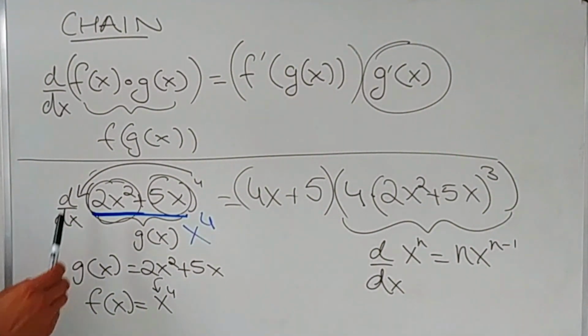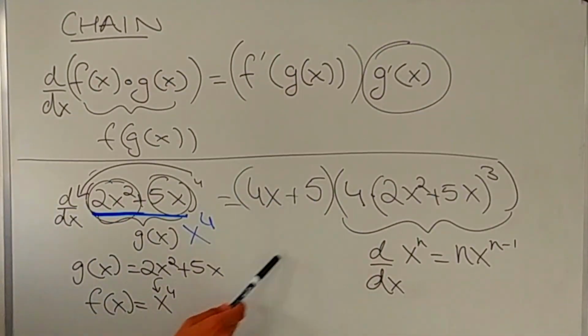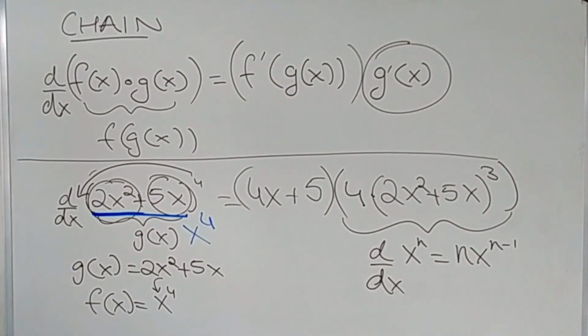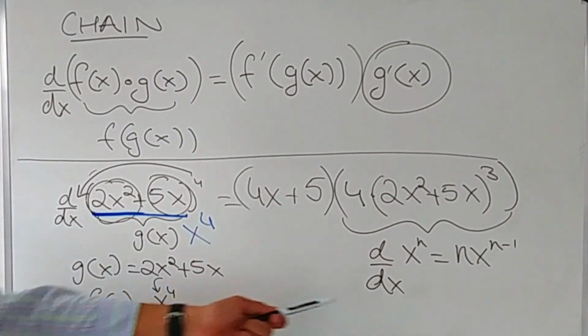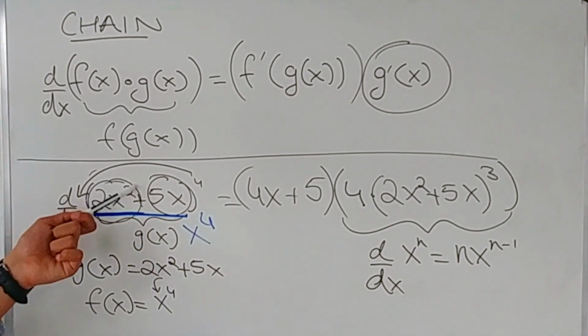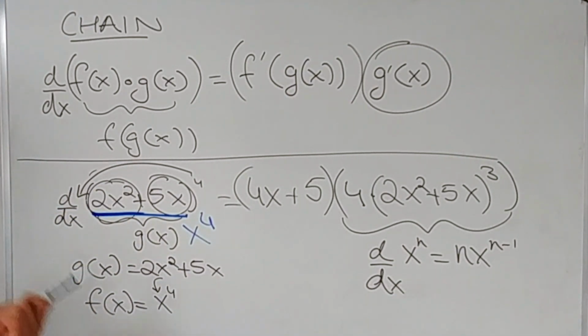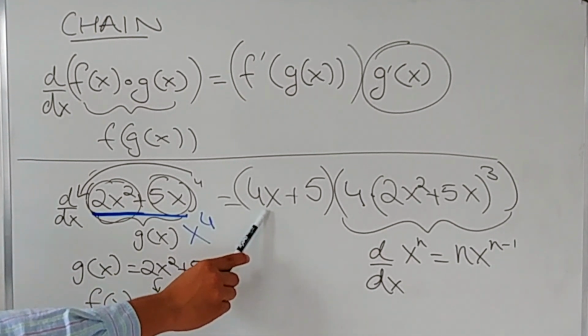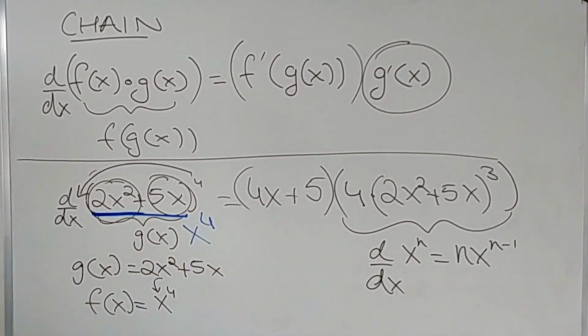The first thing we must do is take the derivative of the inside, which we did over here, 4x plus 5. How did I get 4x plus 5? Because I used the power rule. I brought the 2 down, multiplied by 2 to get 4, and 2 minus 1 is 1, so 4x. How did I get 5? Because the derivative of 5x, or the slope of y equals 5x, is simply 5. That was pretty easy. The next part is the most confusing part.